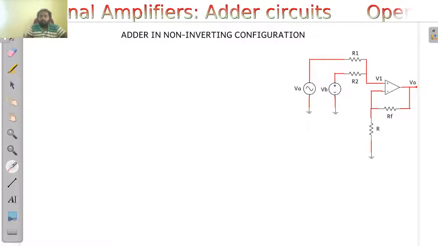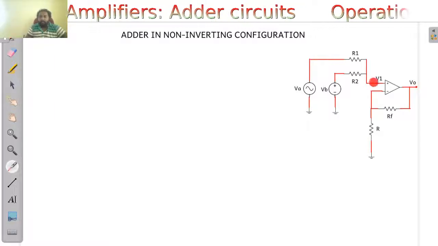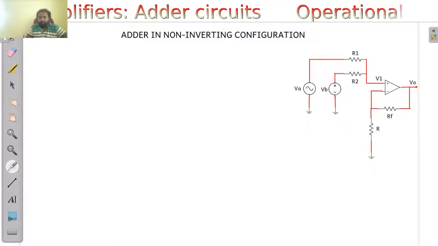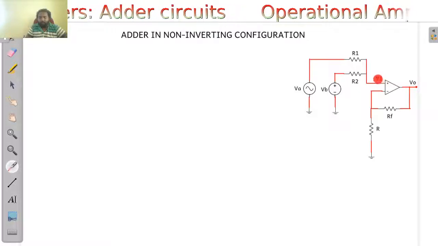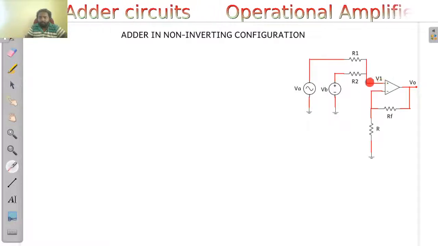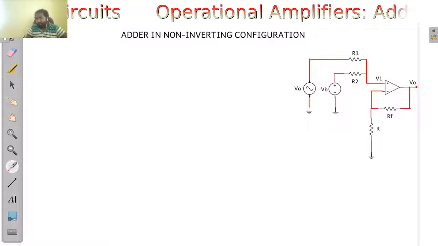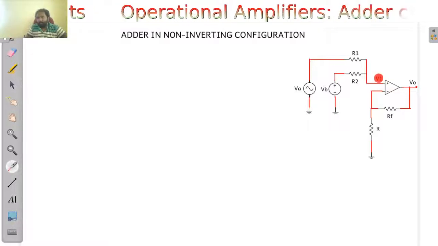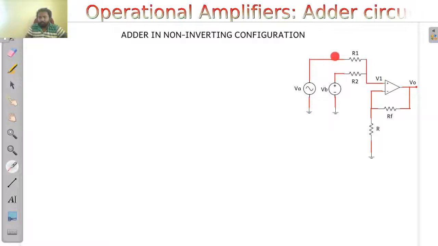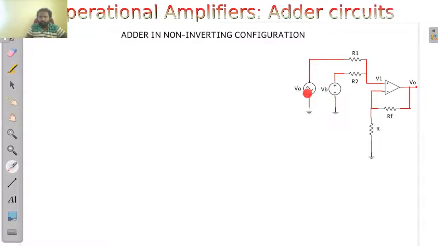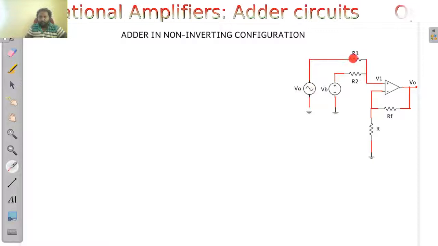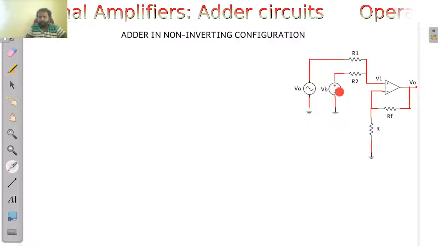And in order to do this, we need to find out what the voltage at this point is, V1. What is the voltage at this point? That is the non-inverting terminal voltage, so that is represented as V1. To find out what V1 is, we need to do a Kirchhoff's voltage loop here. So this is VA, and this is R1, this is R2, and VB here.